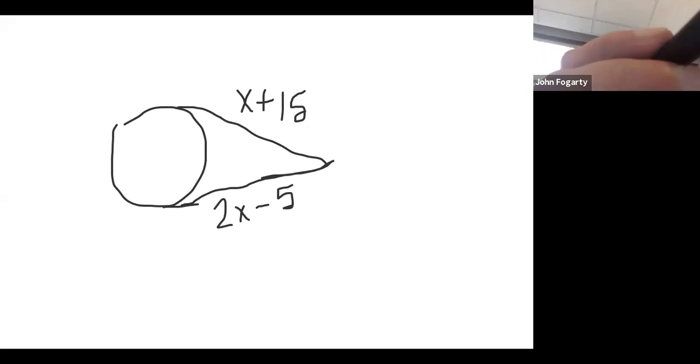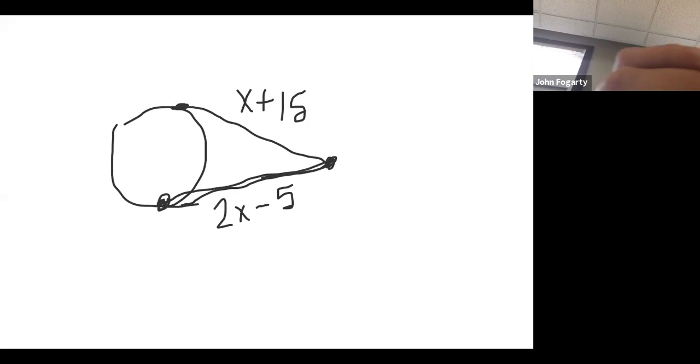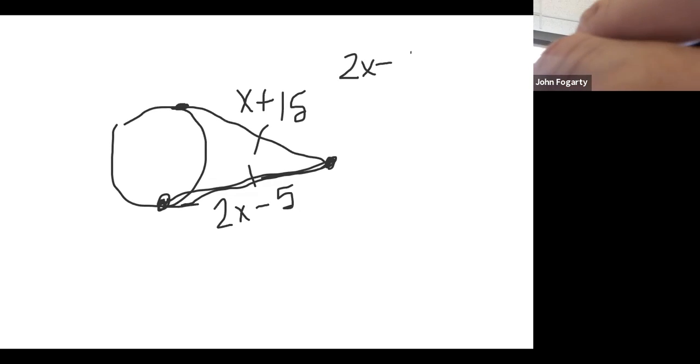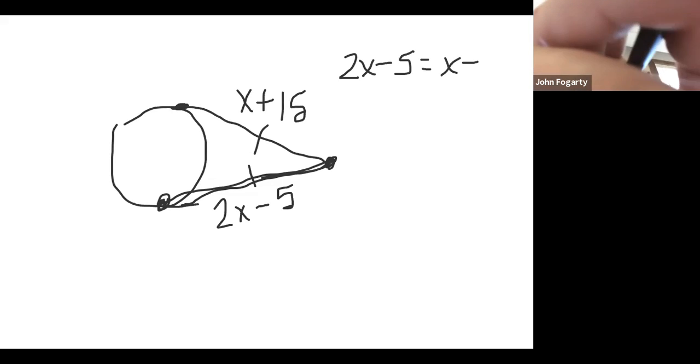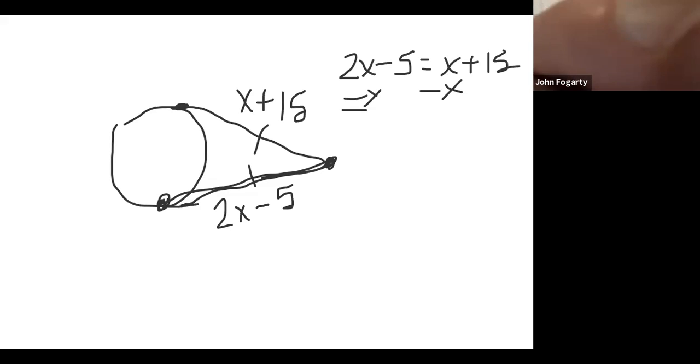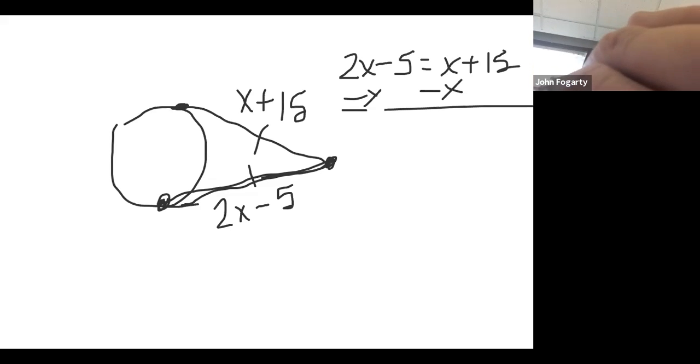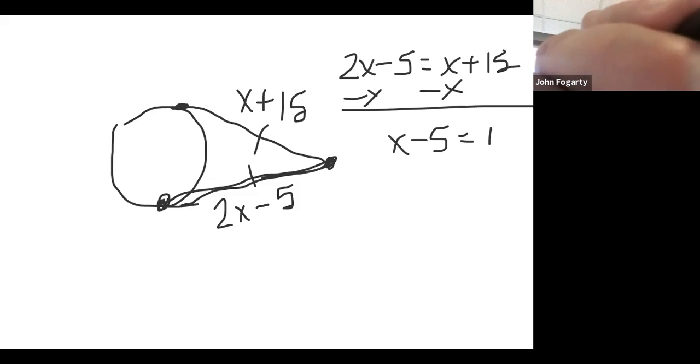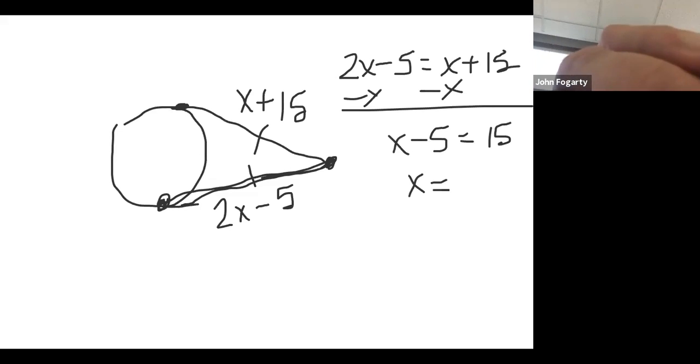Well, you're given a picture. All you have to do is figure out what's the relationship. I tell you that this is a tangent and this is a tangent. What do you know about these two sides? They have to be congruent. And then I can just solve that. Subtract x from both sides. We get what? X minus 5 equals 15. Add 5 to both sides.